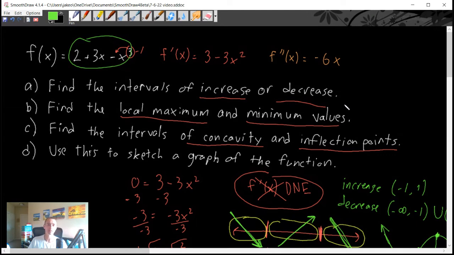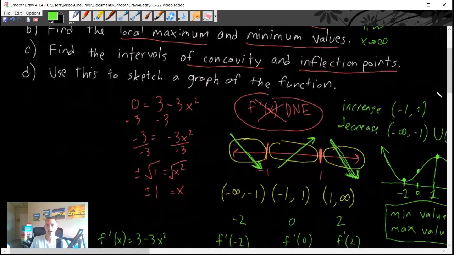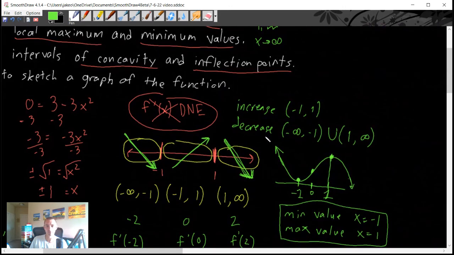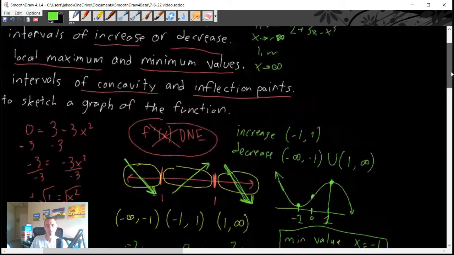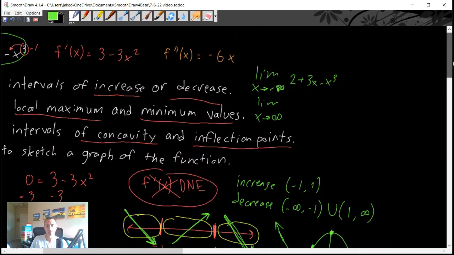And if you wanted to take this a step further, just to get a little additional practice, what you could do then is find the limit as x goes to negative infinity of your function f of x, so 2 plus 3x minus x cubed. And also the limit as x goes to positive infinity, because that can help give you a sense if this does truly just go up to infinity forever and down to negative infinity forever.